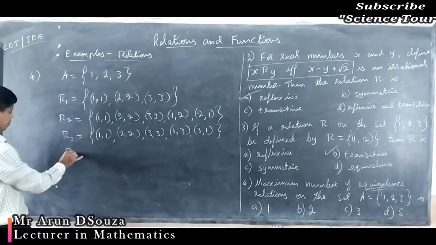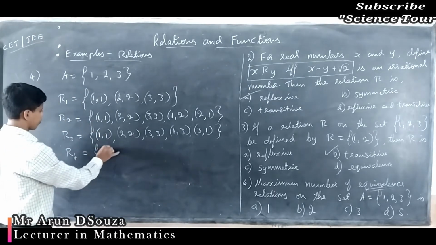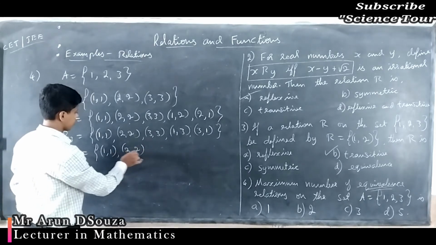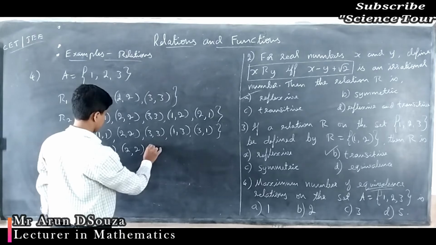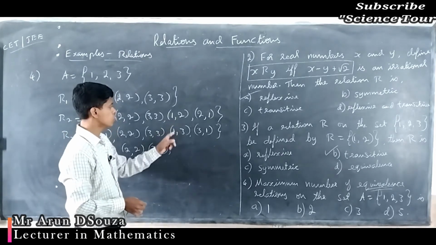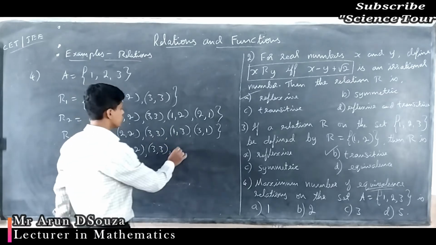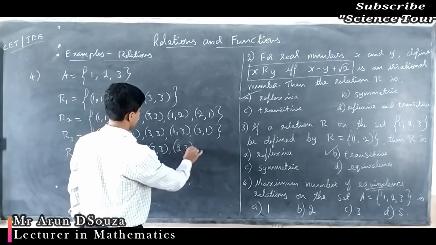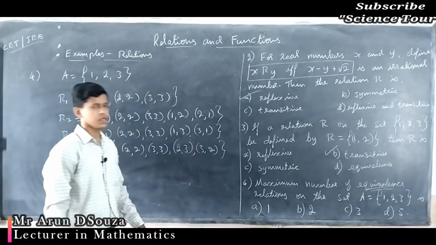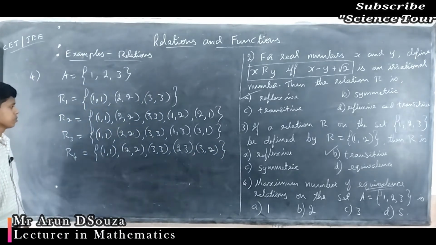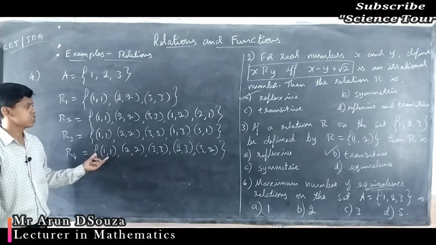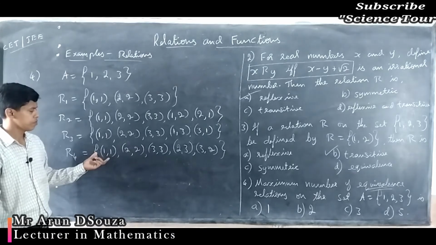Then R4. So now you can write (1, 2), (1, 3) is over. So you have (2, 3). So then (3, 2) must be there. Correct? So (3, 2) must be there. So this is also equivalence. This is also equivalence.